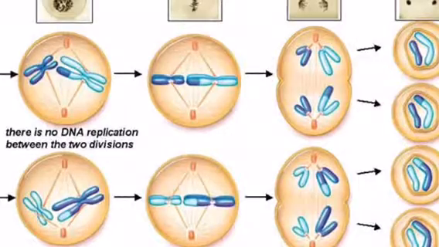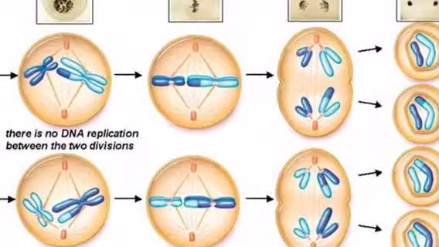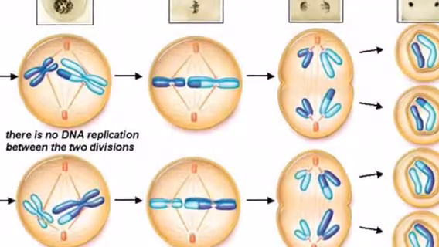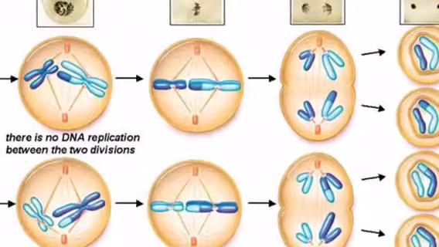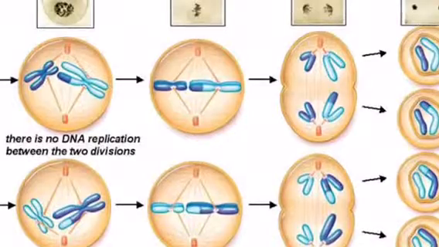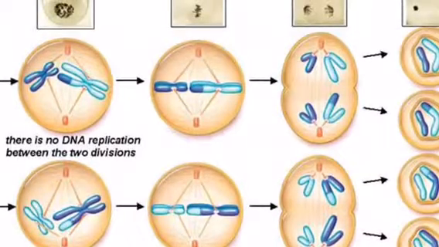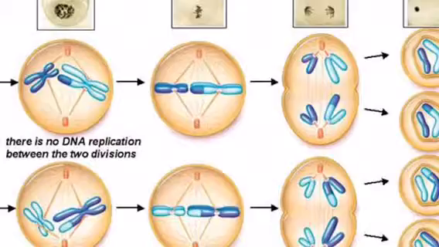There are now 4 cells, each with half the number of chromosomes of the parent cell. Each cell is haploid. They are not diploid. Each cell becomes what we humans call sperm to reproduce.